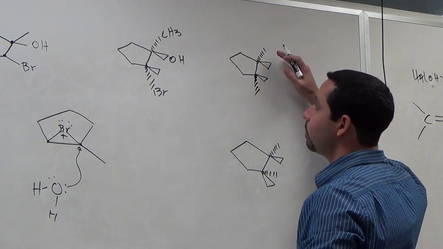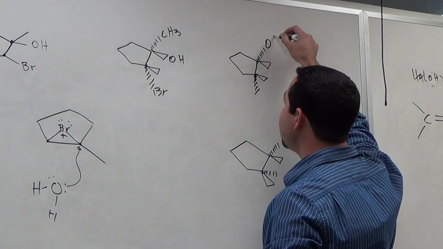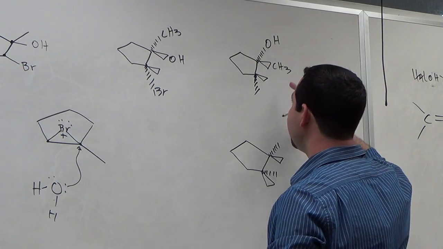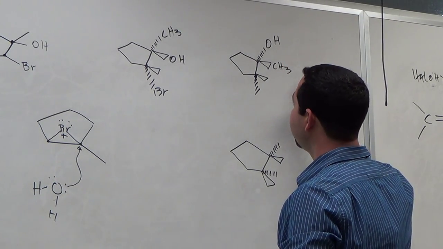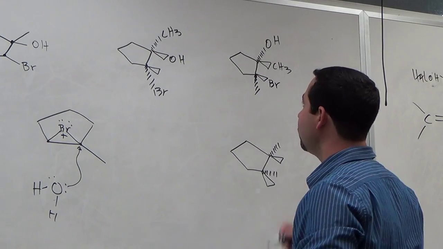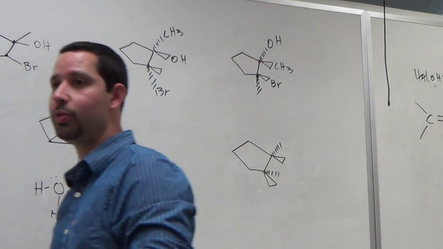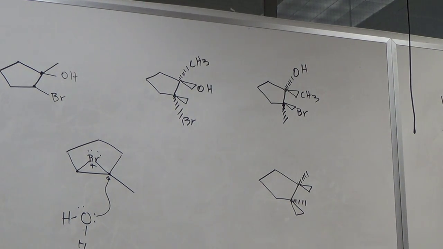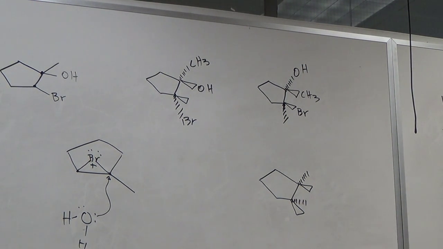Okay. Now, of course, there is a possibility that the OH is here, yes? Okay, if the OH is there, the bromine will be where? In the front. Right. And those are the two that you get, and they are? Enantiomers. And a racemic mixture.